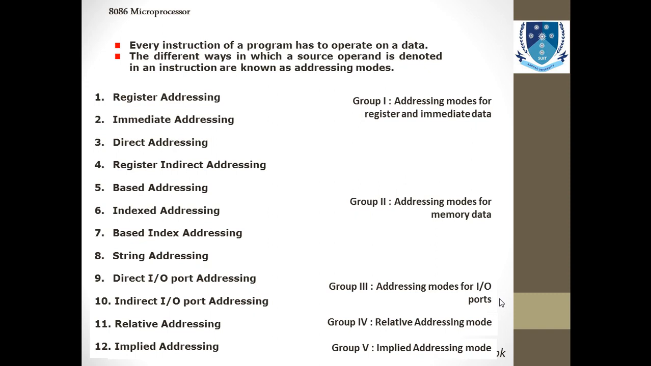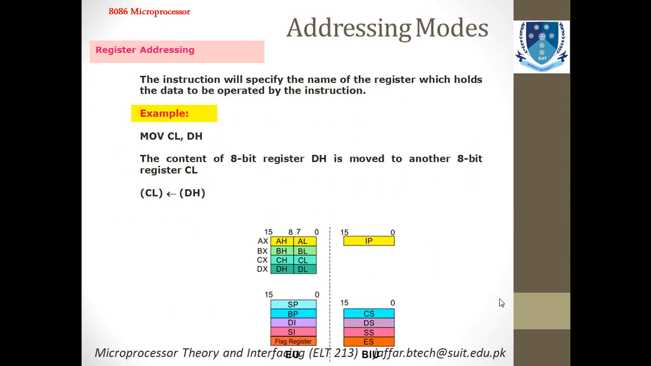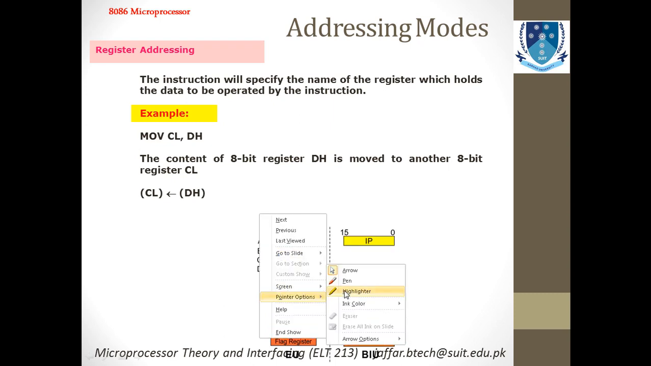We'll kick off with the first one, that is register addressing. This is very commonly used; this mode of accessing data is very common. In this kind of addressing, the instruction specifies the name of the register which holds the data to be operated on by the instruction. As shown in the diagram, an example is given which can make it easy for you to understand.